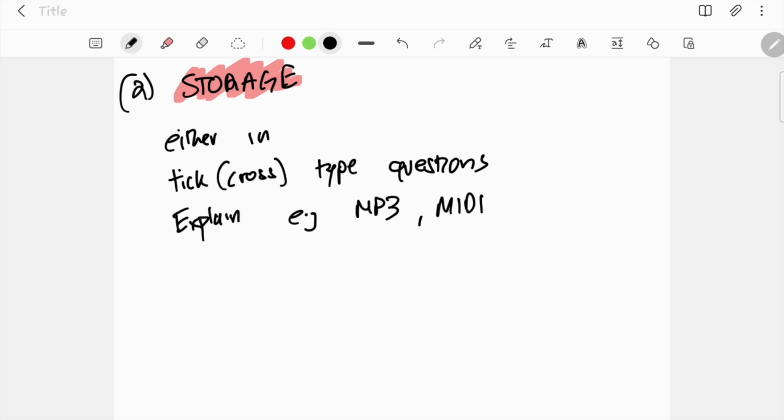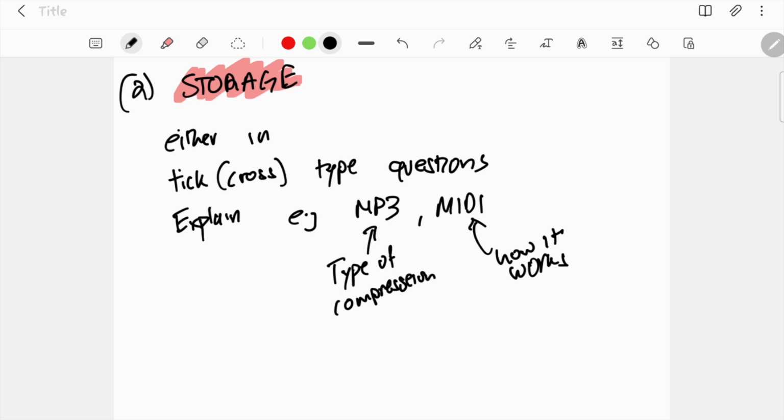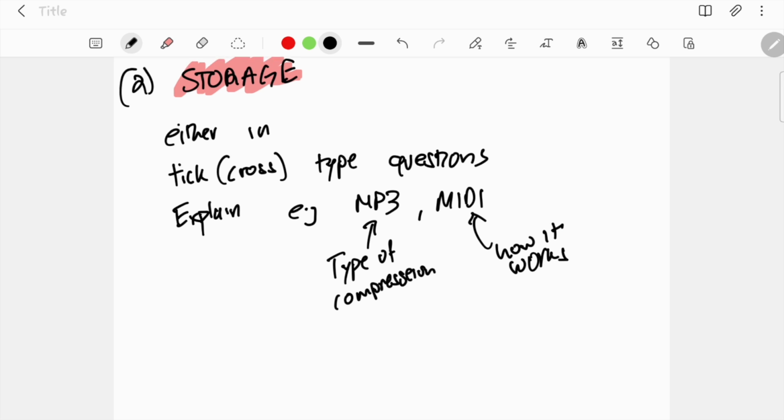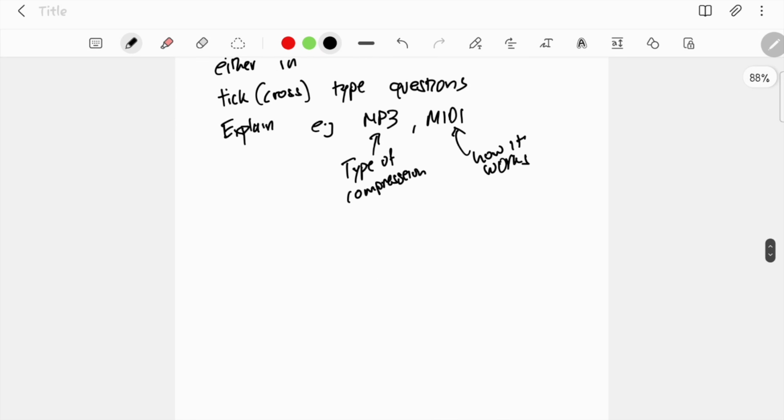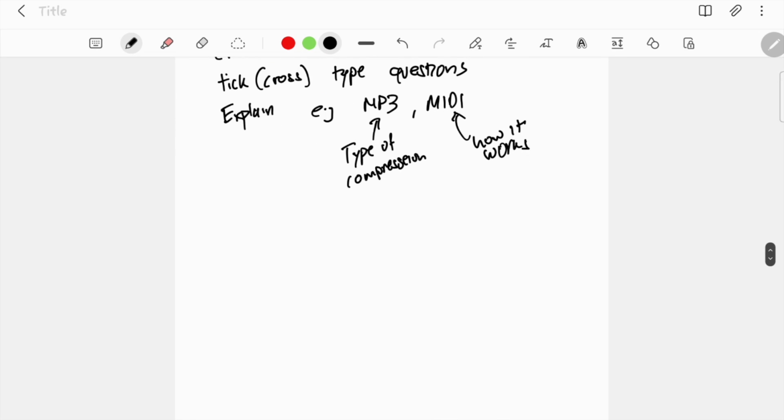You need to know the different stuff. You need to know that mp3 is a type of compression. You need to know which compression it uses. You need to know how it works. So you need to focus on all that type of stuff. How mp3 works, how MIDI works. Another thing that you need to talk about, okay, that will come later on, is about errors, but we'll come to that later.